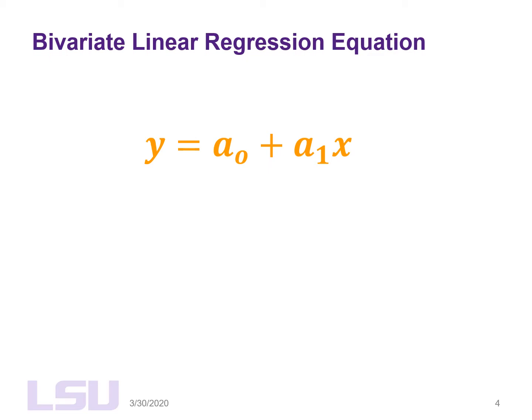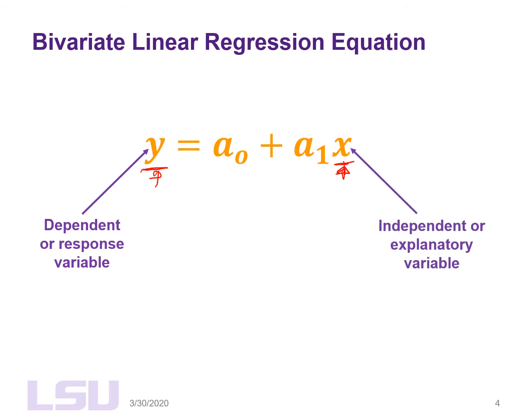And right now, we're just looking at bivariate data, meaning only two variables. The independent variable is X, this guy, and the dependent variable is Y. And I have all of those set up here. So that is your dependent or response variable. It's the variable that responds to a change in the independent or explanatory variable.